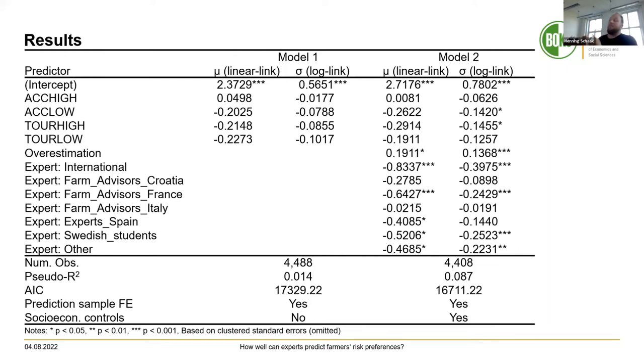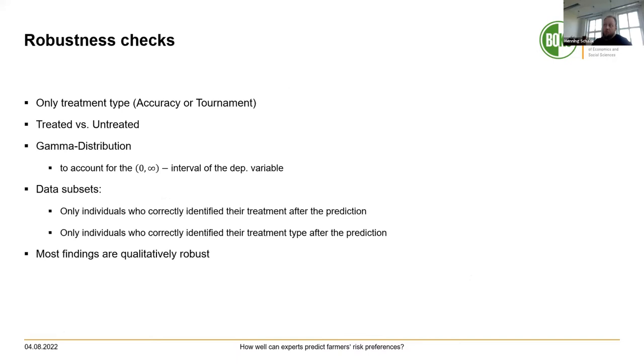Unfortunately, only after controlling for the differences in the expert groups and so on, only two of the treatments are statistically significant with respect to the variance, none with respect to the accuracy. We did some robustness checks using different specifications, just looking into the general treatment type, treated versus untreated, considering alternative distributional assumptions and also different subsets of the data. And the findings are qualitatively robust, and also the null results are robust.